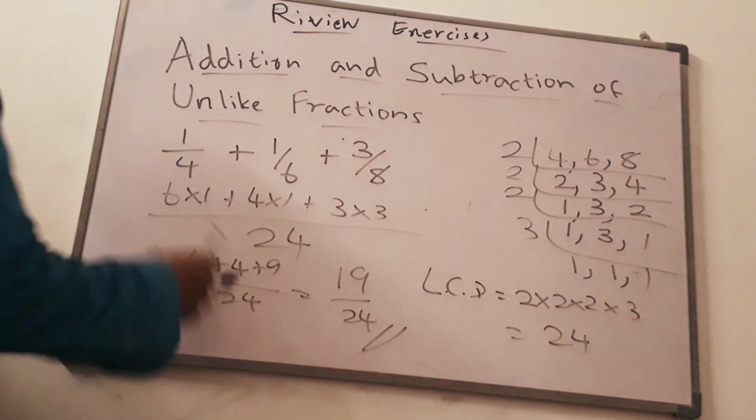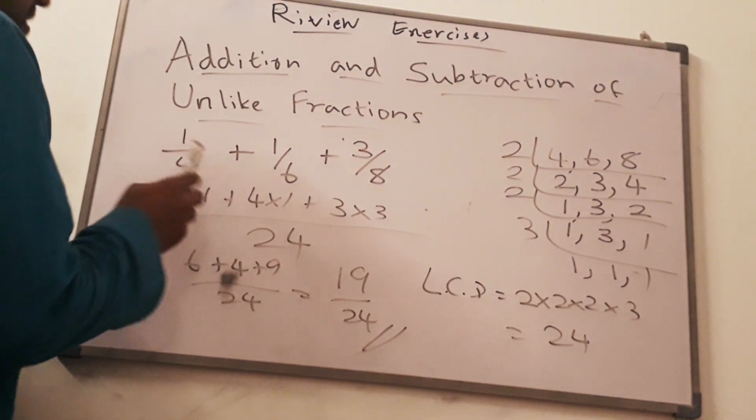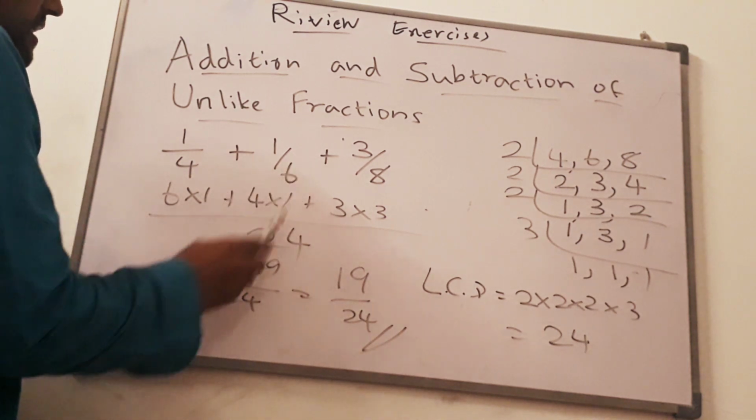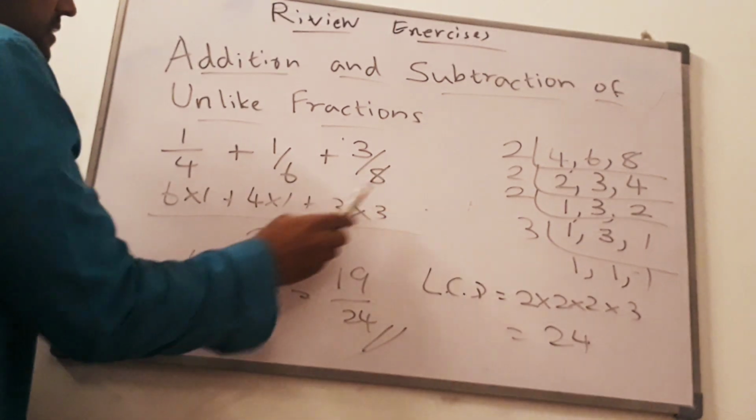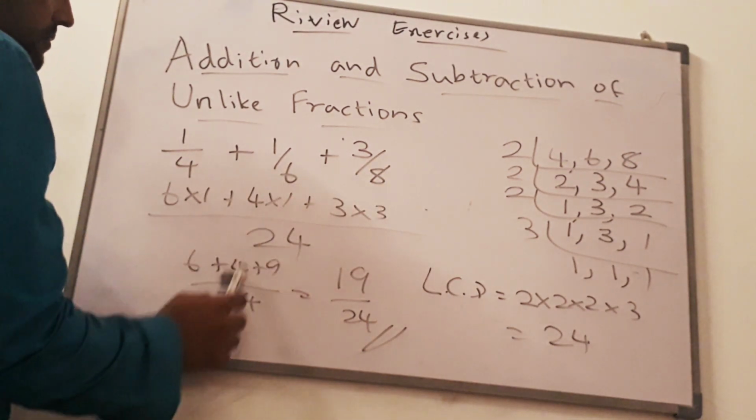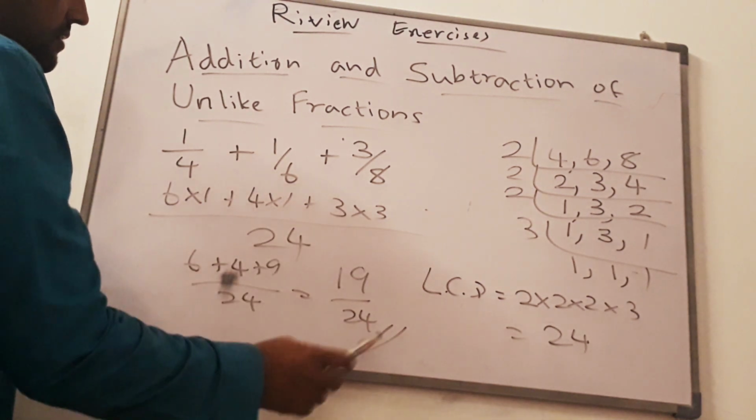Then we have to check how many 4s are there in 24. 6. 6 times 1. How many 6s? 4 times 1. 3 times... 6 times 1 is 6. 4 times 1 is 4. So this is the answer.